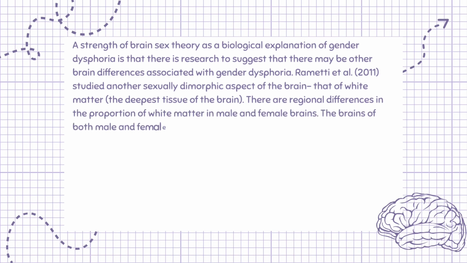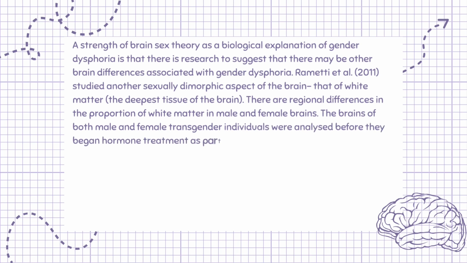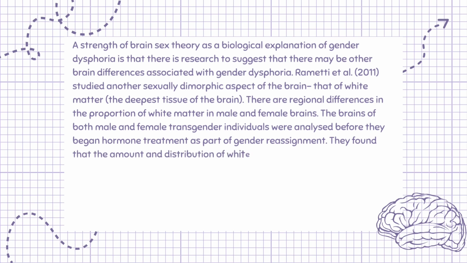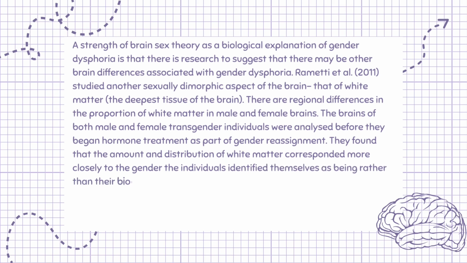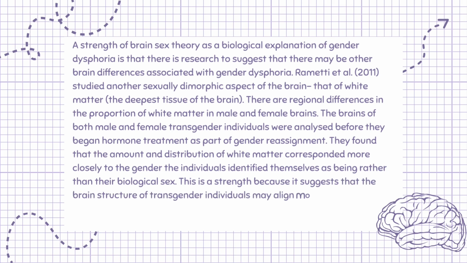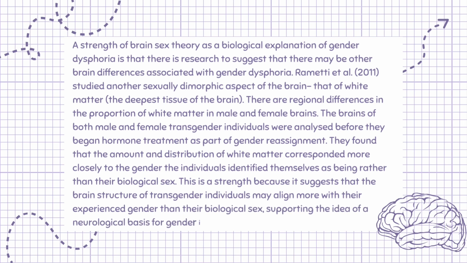The brains of both male and female transgender individuals were analyzed before they began hormone treatment as part of gender reassignment. They found that the amount and distribution of white matter corresponded more closely to the gender the individuals identified themselves as being rather than their biological sex. This is a strength because it suggests that the brain structure of transgender individuals may align more with their experienced gender than their biological sex, supporting the idea of a neurological basis for gender identity.